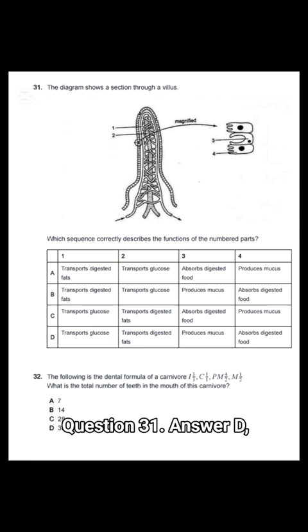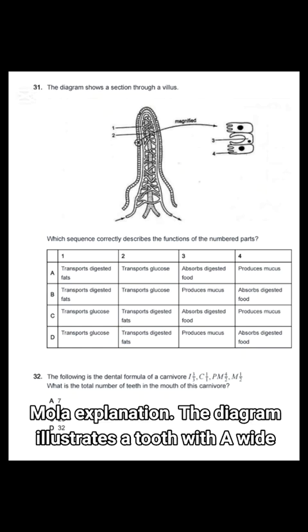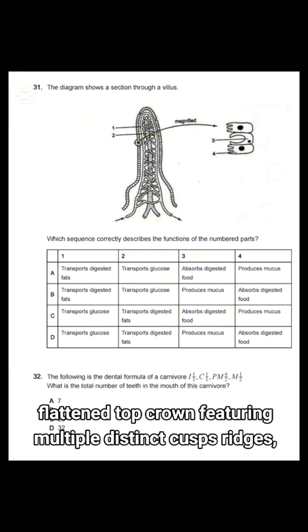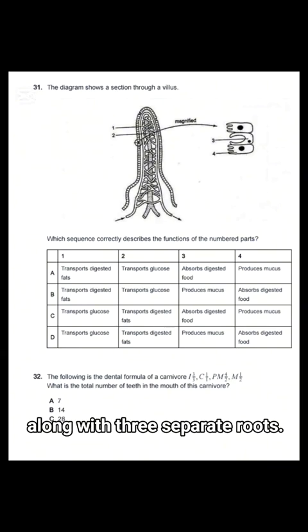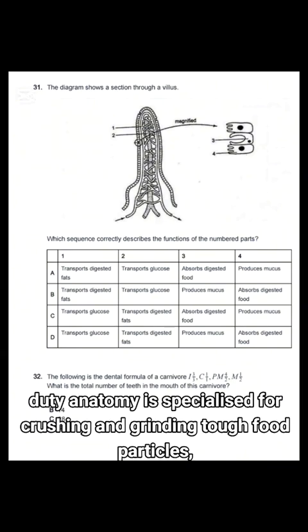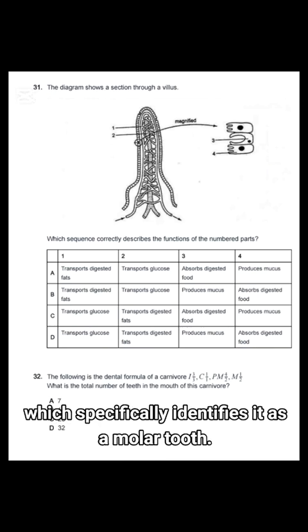Question 31. Answer: D. Molar. Explanation: the diagram illustrates a tooth with a wide, flattened top crown featuring multiple distinct cusps, ridges, along with 3 separate roots. This heavy-duty anatomy is specialized for crushing and grinding tough food particles, which specifically identifies it as a molar tooth.